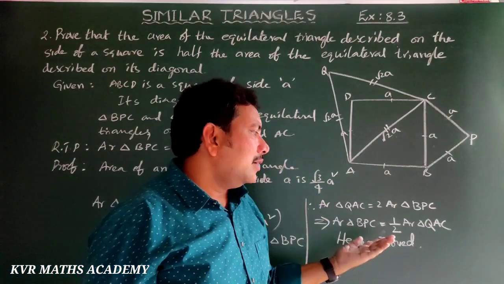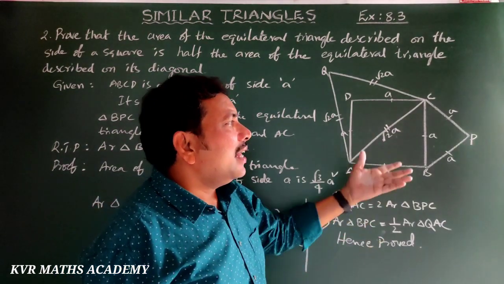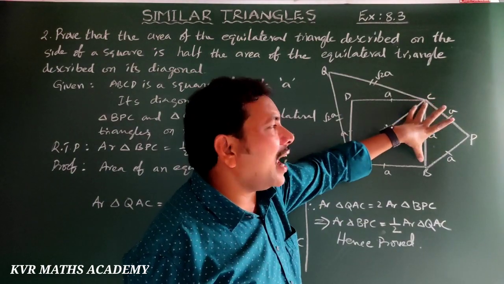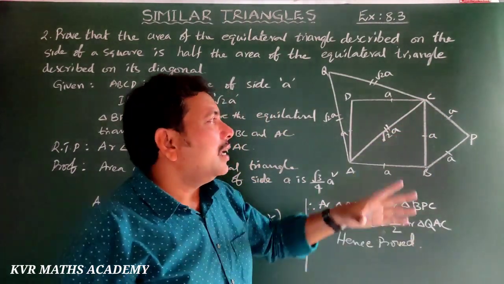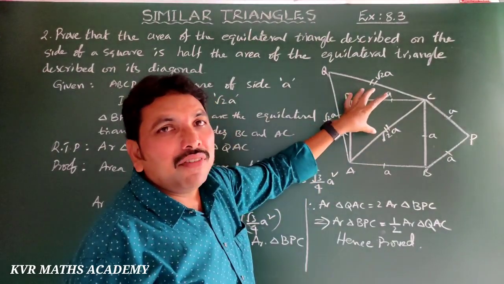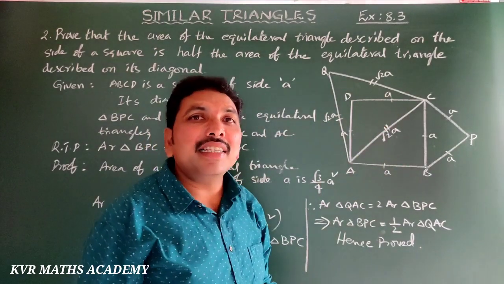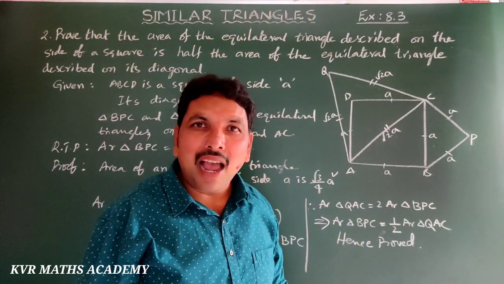Have you understood clearly? From this, what can you say easily? The area of an equilateral triangle which is described on any side of a square is equal to half the area of an equilateral triangle which is described on its diagonal. Have you understood clearly? Okay friends, yes.